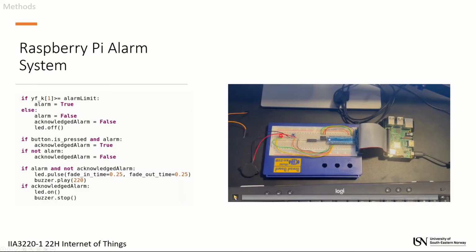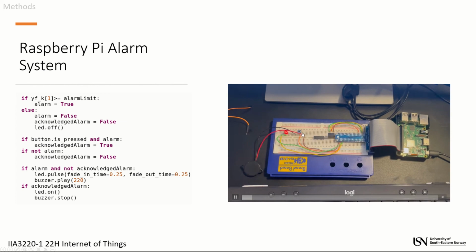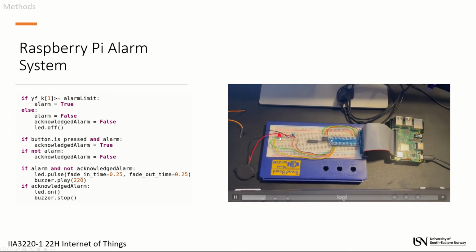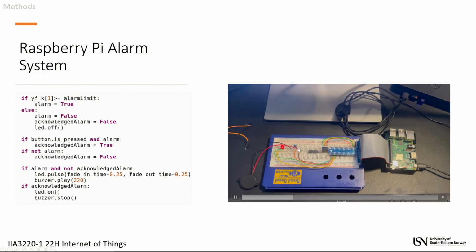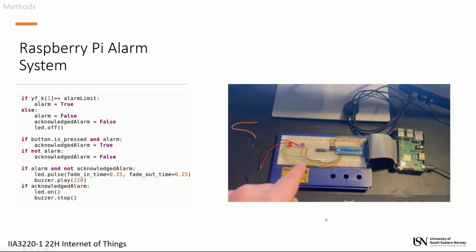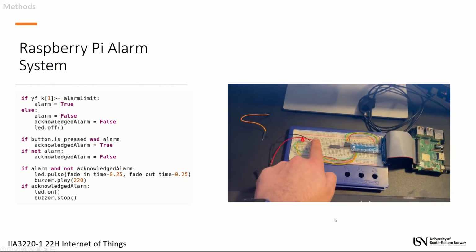Here is the video demonstration of the Raspberry Pi alarm system. As I explained earlier, it starts giving an alarm above a certain temperature, and it can be acknowledged using the acknowledge button. The LED is blinking, the alarm is on, and we can acknowledge this alarm using this button.